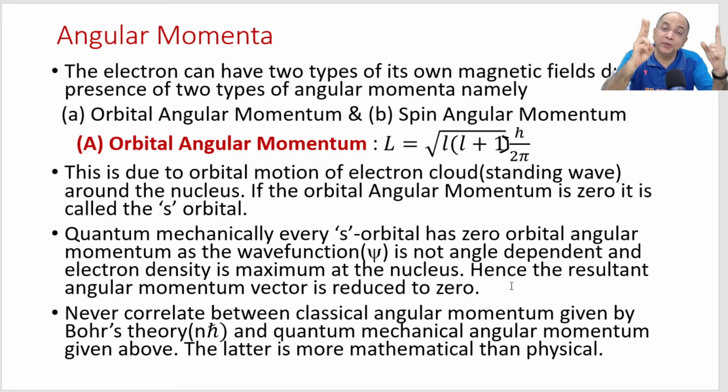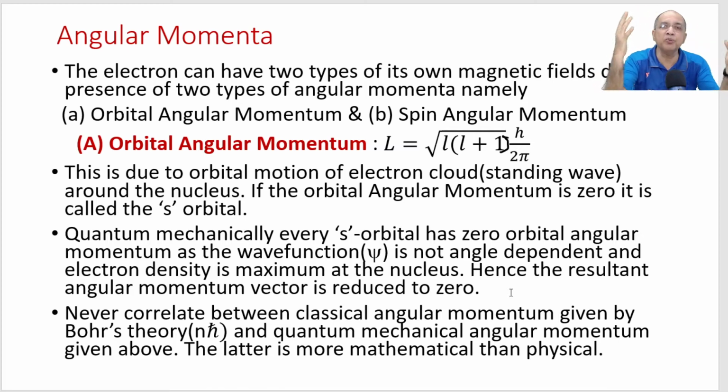Now, there will be two types of magnetic fields. One is due to orbital motion, which is absent. The net motion is 0 for the s orbital, but for p, yes, there is angle dependence. The psi value is 0 at the nucleus and it goes on increasing and then decreasing. So the net angular momentum is non-zero. It is root 2 into h by 2 pi for the p orbital. It is non-zero, right? So in that case, that produces a magnetic field.